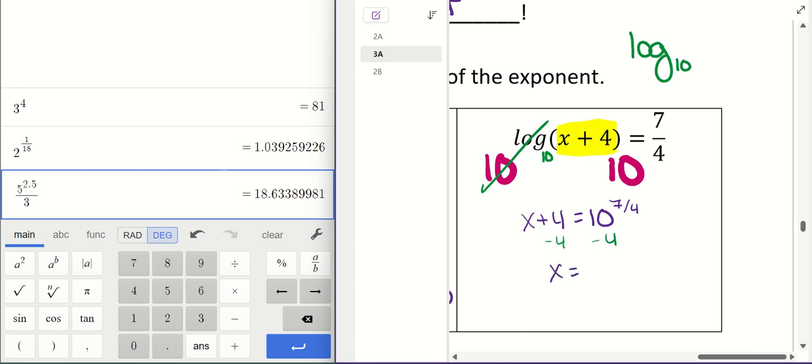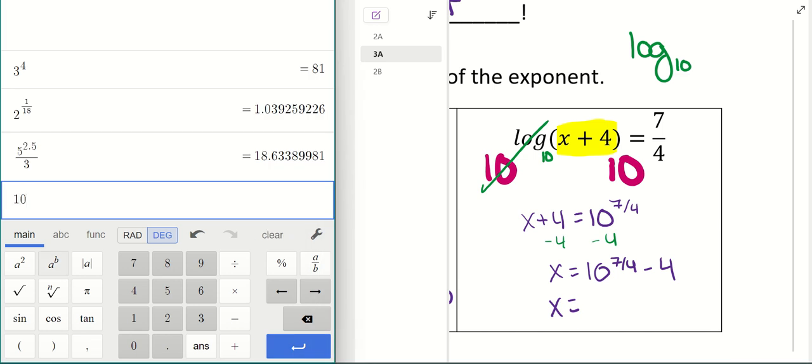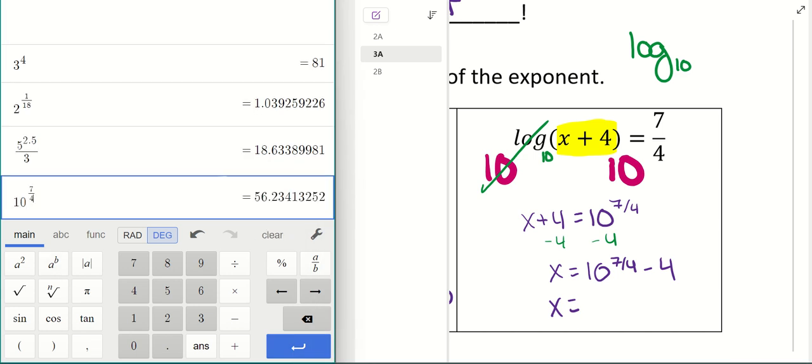X is equal to 10 to the 7/4 minus 4. Let's put that in our calculator now. So 10 to the 7/4 minus 4, and that gives us 52.23.